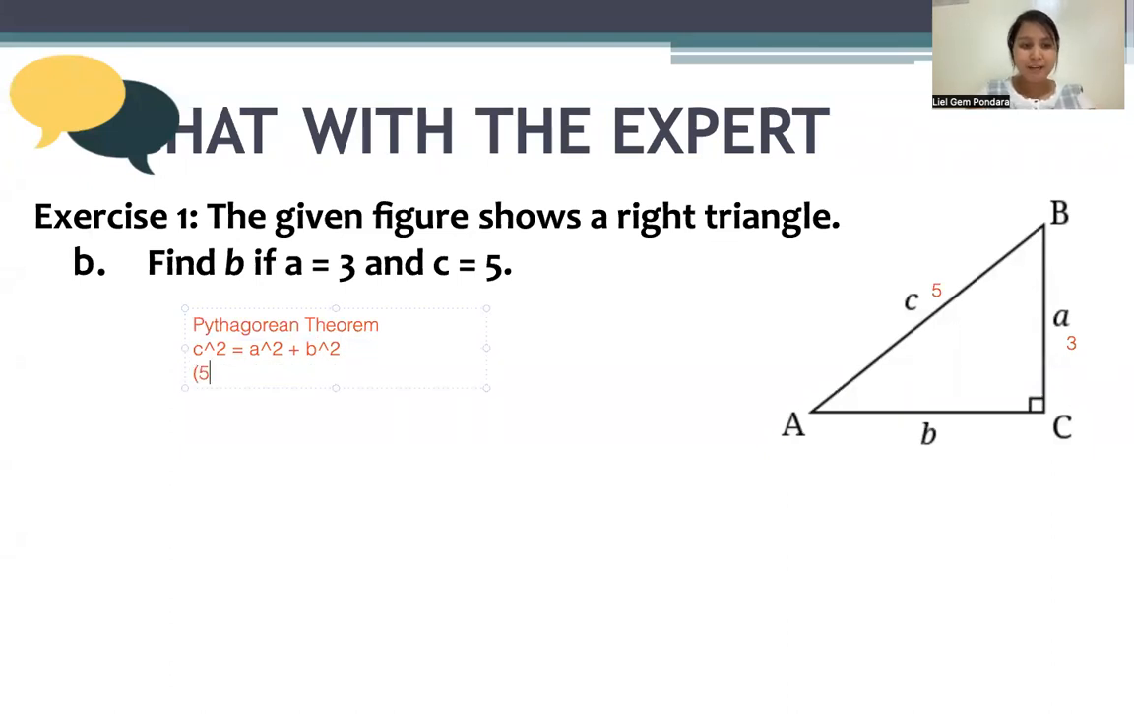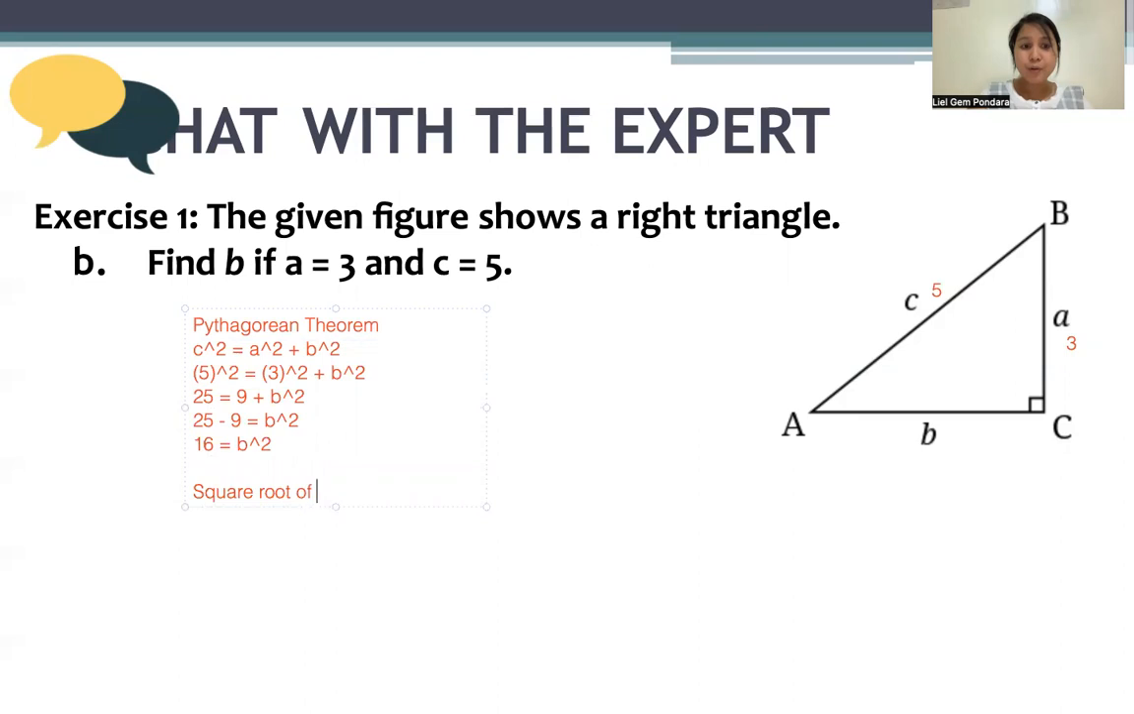Our C is 5. That's 5 squared is equal to 3 squared plus B squared. 5 squared is 25. 3 squared is 9 plus B squared. We transfer 9 to the other side. So 25 minus 9 is equal to B squared. So we have 16 is equal to B squared.